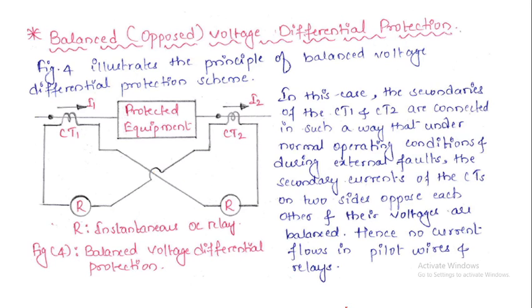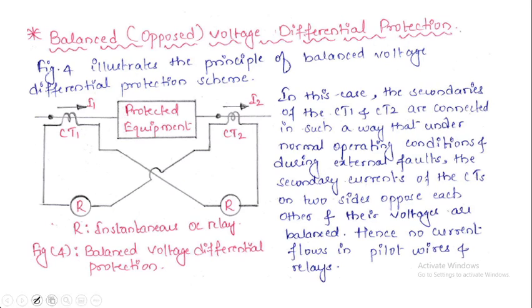Okay, so figure 4 illustrates the principle of balanced voltage differential protection scheme. In this case, the secondaries of the CT1 and CT2 are connected in such a way that under normal operating conditions and during external faults or through faults, that is, out of the protected zone, beyond the location of the CTs, the secondary currents of the CTs on two sides oppose each other and their voltages are balanced. Hence no current flows in a pilot wire and relays. So the relay will be in a non-operating condition.